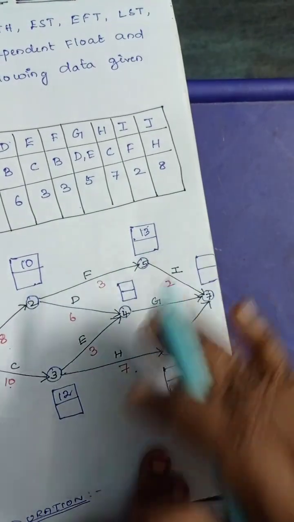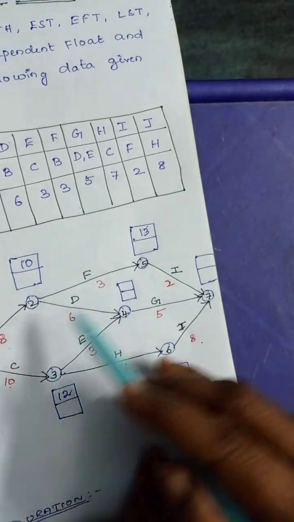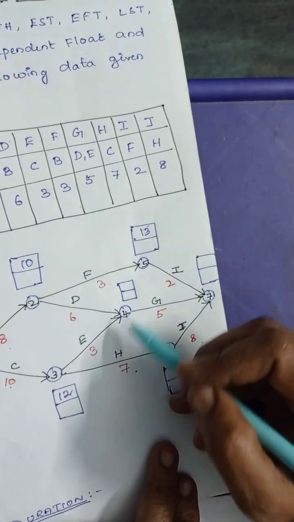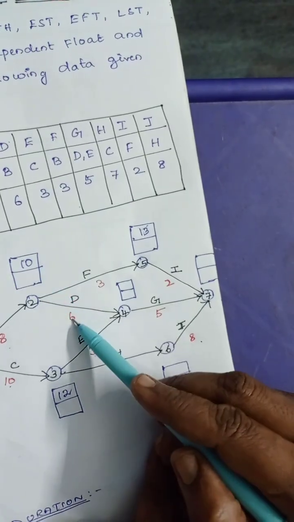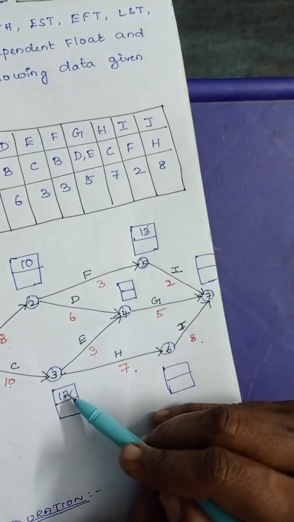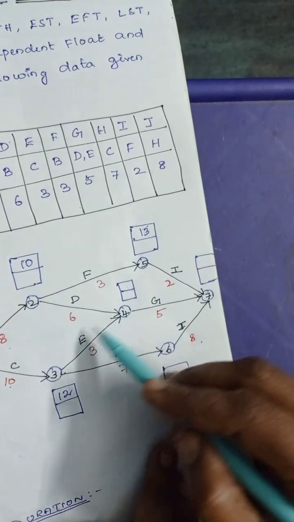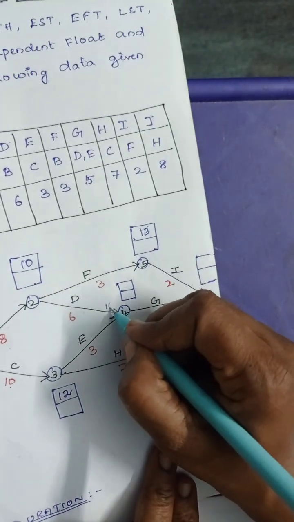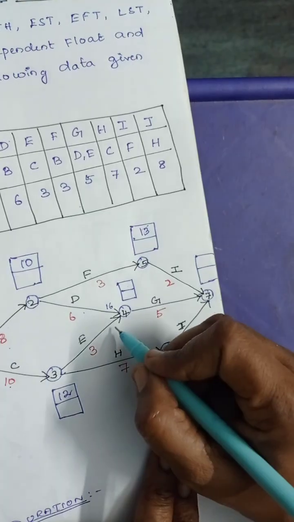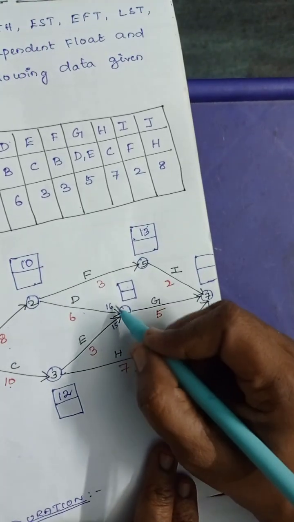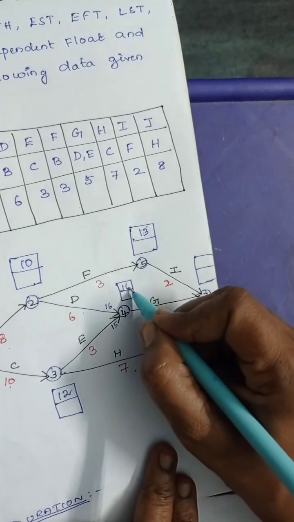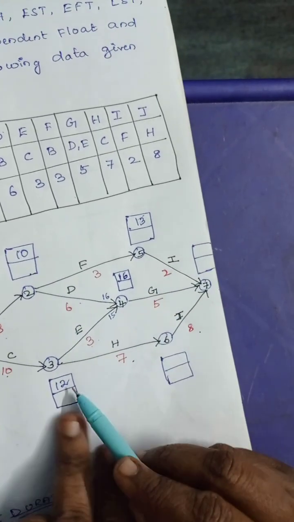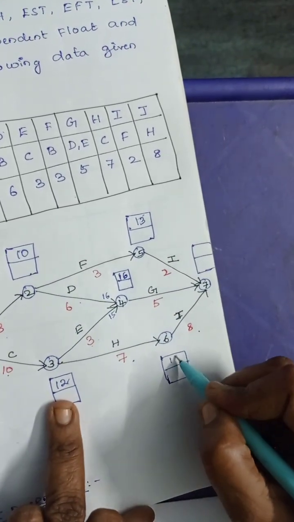This is forward pass calculation. EST is calculated using forward pass, so you have to take the maximum of these. So 10 plus 6 is 16, and another one is 12 plus 3, which is 15. So the maximum of these is 16, so you consider 16. Next one is 12 plus 7, which is 19.